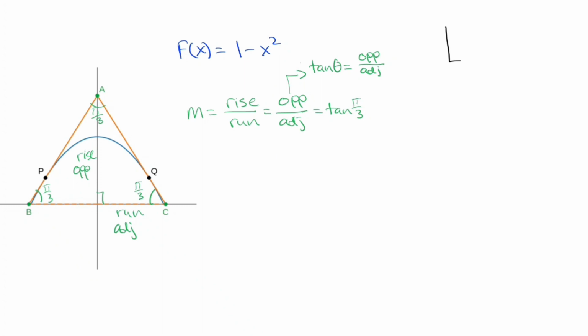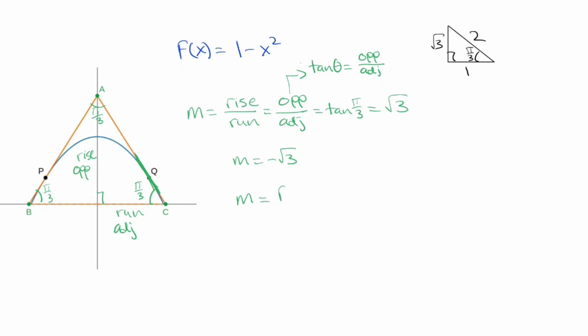And you should recognize this angle from the special triangles, and I'm sketching one right here. Based off of this, we see that tan of pi over 3 is equal to the square root of 3. So we get that this slope is equal to the square root of 3, but if you notice, the line from A to C has a negative slope, so we're going to set m equal to negative square root of 3.